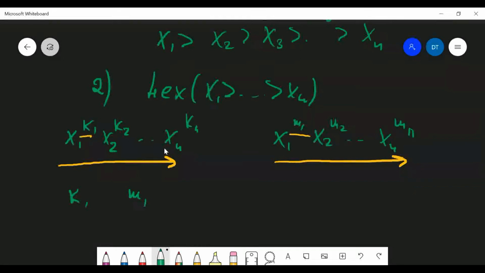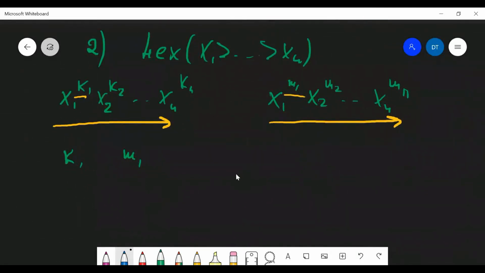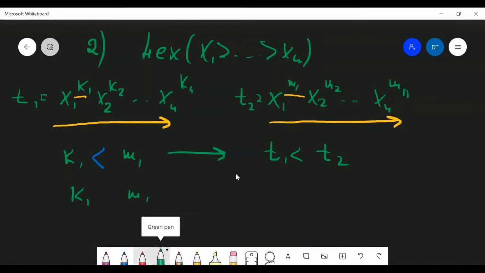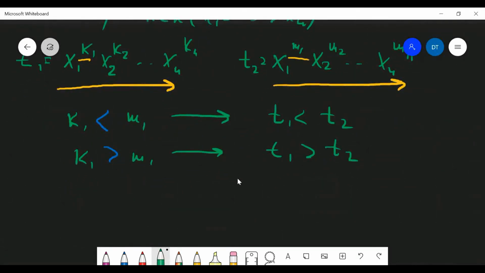We have several options. Option number 1: k1 is strictly smaller than m1. In this case, we say that the left monomial is strictly smaller than the right monomial. So let me give them names. Let's say this is T1 and this is T2. So if k1 is strictly smaller than m1, we say that T1 is strictly smaller than T2. The other option is k1 is strictly larger than m1. In this case, we do the opposite. And the third option is when k1 is equal to m1.